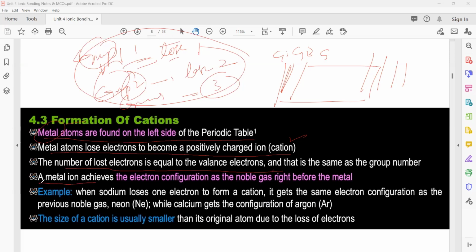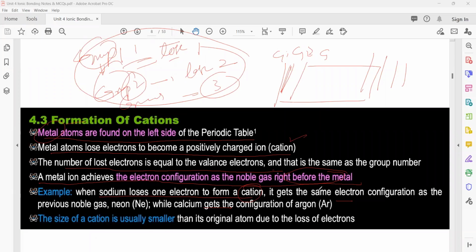A metal ion achieves the electronic configuration of the noble gas right before the metal. So they're saying that the metals lose electrons because they want to get the structure like noble gases. And what is the structure of noble gases? Last shell is complete. For example, when sodium loses one electron to form a cation, in the same way chlorine gains one, and that one is known as the anion.